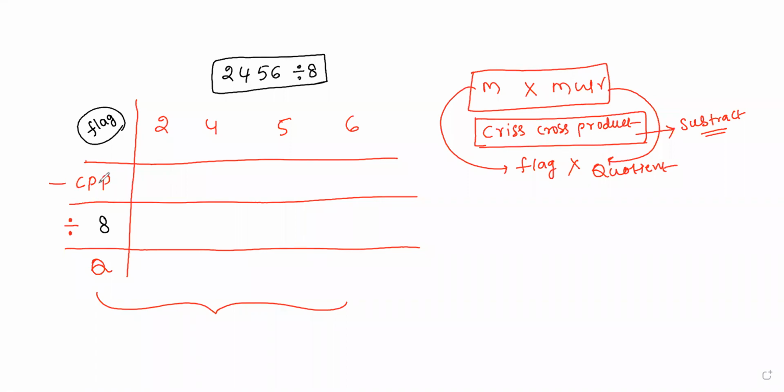We have to subtract the criss-cross product. What is the criss-cross product? Flag digit into quotient digit. Any quotient digit is there? No. So there is no criss-cross product. So I'm taking these two as it is now, because no digit is there. In case any digit is there, then definitely I will subtract the number from 2.